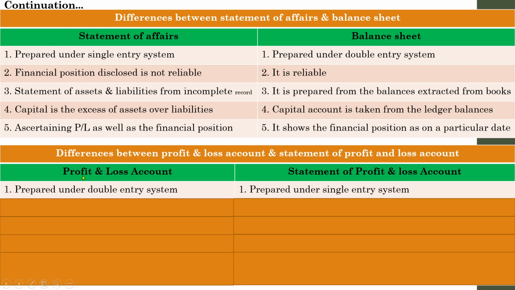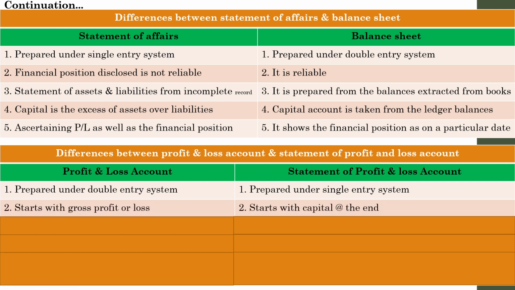First, this profit and loss account is prepared under the double entry system. We all know that. Here it is prepared under the single entry system. It's a very simple difference. Next, it starts with gross profit or loss. We know that in trading profit and loss account, the first part is the trading account, which is prepared to identify gross profit or gross loss. After that we prepare the profit and loss account. We will not give any heading like that, but we know that the second part is the profit and loss account.